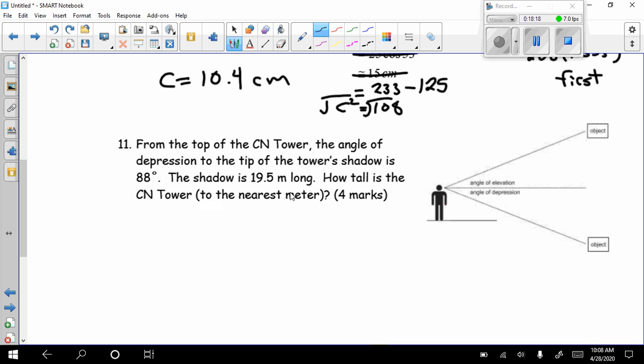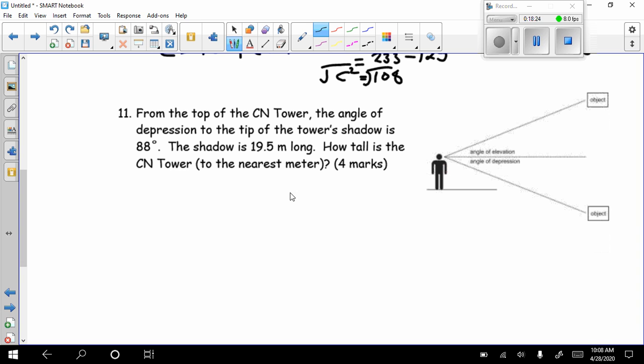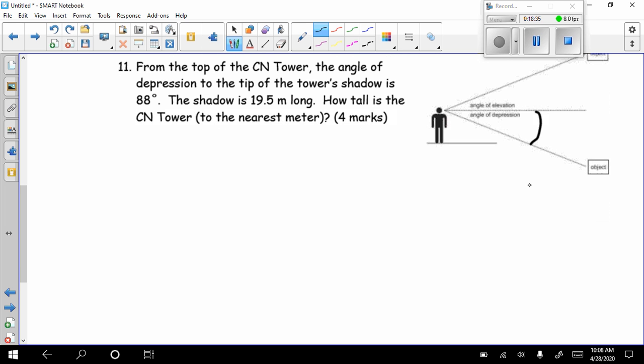So it says from the top of the CN tower, the angle of depression to the tip of the tower's shadow is 88 degrees. So remember, this is the angle of depression here. The shadow is 19.5 meters long. How tall is the CN tower? Okay. So we're going to have to draw a picture of it here.